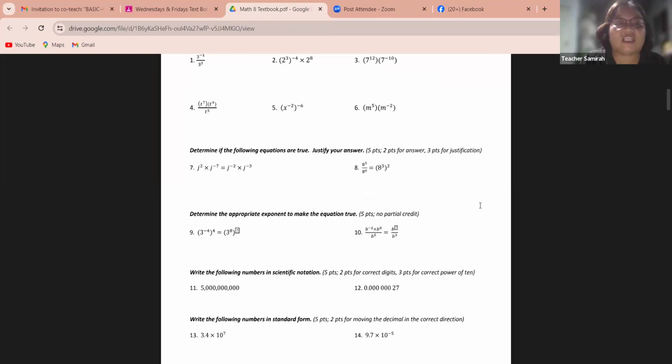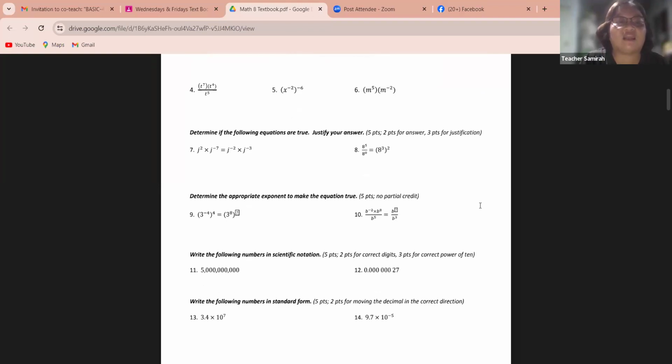Okay, look at this. Look at the number 7. J raised to the power of 2 times j with the power of negative 7 is equal to j with the power of negative 2 times j with the power of negative 3. Do you think the equation is true or false?